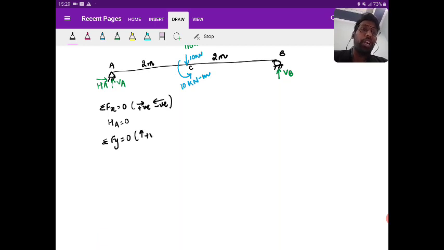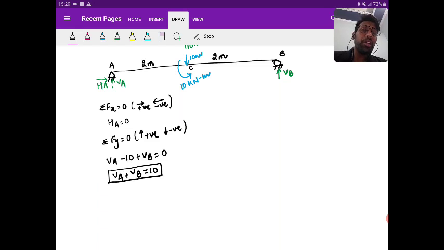Upward positive, downward negative. So what value am I getting? VA minus 10 plus VB is equal to 0. So I'm getting VA plus VB is equal to 10.